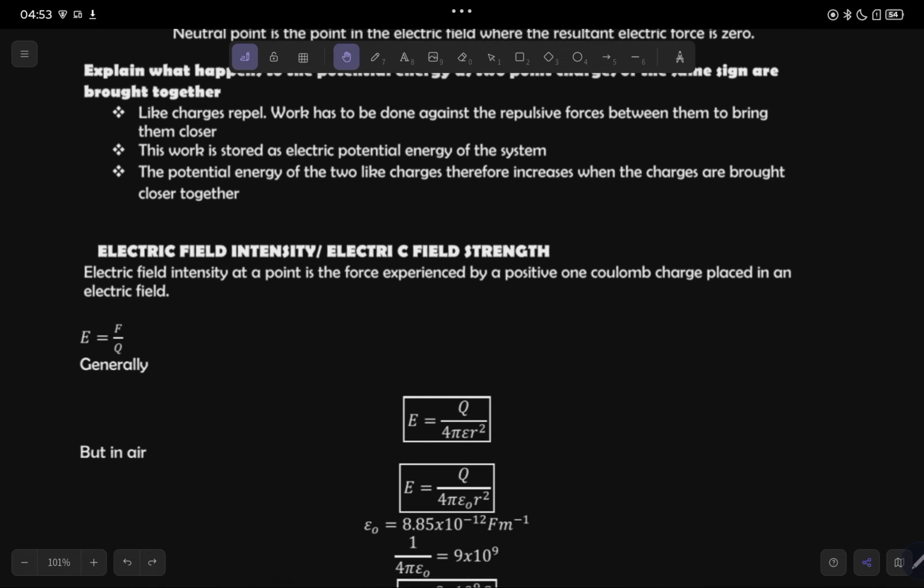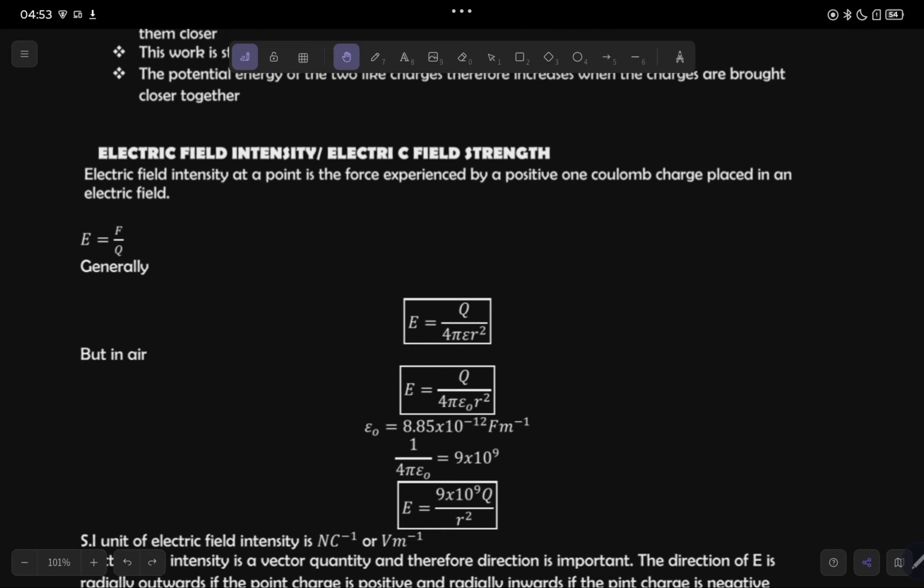And we have electric field intensity and electric field strength. Electric field intensity at any point in the electric field is the force experienced by a 1 coulomb of positive charge when placed in that electric field. I repeat, the electric field intensity or strength at a point in an electric field is the force experienced by a positive 1 coulomb of charge when placed at that point in the electric field.